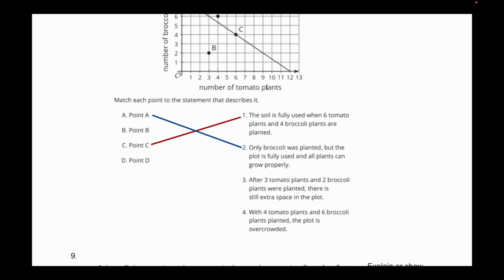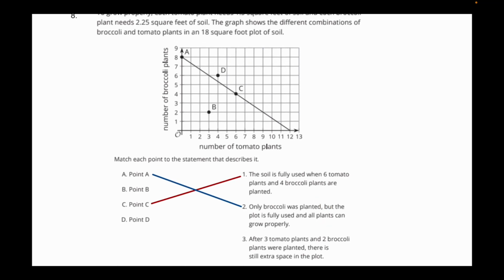Okay, so then we have after 3 tomato plants and 2 broccoli plants were planted, there is still extra space. So let's find 3 and 2 on our graph. And that looks like it's 3 on my horizontal and 2 on my vertical. That should be point B. And if it's underneath, that means we have extra space, because if it landed on the line, that would be all the space being used. So number 3 here is going to match up with point B. Did not mean that to be a curved line.